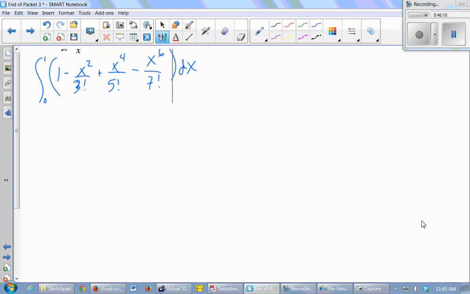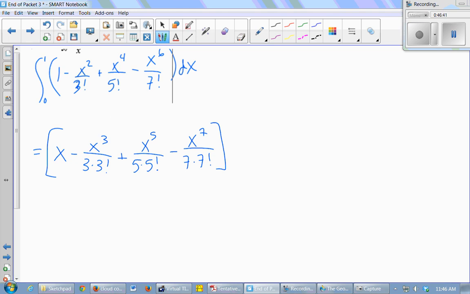So now taking the antiderivative is not so hard, right? The antiderivative of 1 is x. The antiderivative of x squared is x cubed over 3. So this is going to be minus x cubed over 3 times 3 factorial. Plus the antiderivative of x to the 4th would be x to the 5th over 5, so I have a 5 times 5 factorial. And then minus x to the 7th over 7 times 7 factorial, evaluated from 0 to 1.